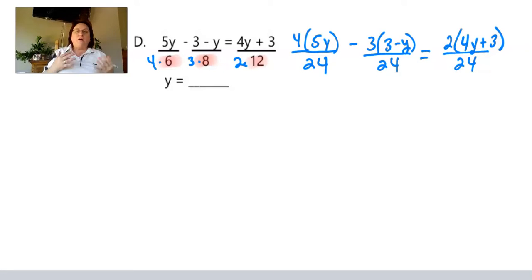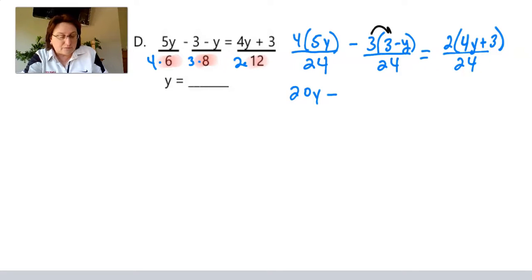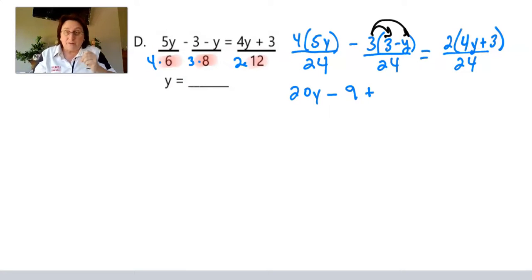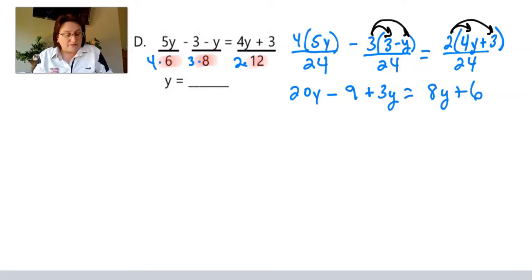All right, so now we're going to use our algebra skills and work through this. Up here we have 20y minus, now guys, right here, this is a negative 3 that I'm going to distribute. So negative 3 times 3 is negative 9, and then negative 3 times negative y, a negative times a negative is a positive, 3y, equals, and remember, I'm going to distribute over here as well. So I have 8y plus 6.